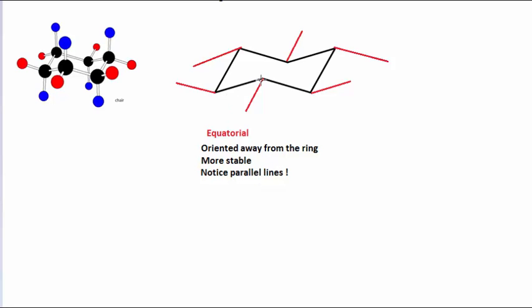Also, when we draw the equatorial substituents, notice the geometry that we see in our 2D chair. This is parallel with this, and that's parallel with these two equatorial substituents. Similarly, this red line over here and this red line is parallel with these two inner bonds within the chair. And lastly, these two over here are parallel with the edges of the chair located here.